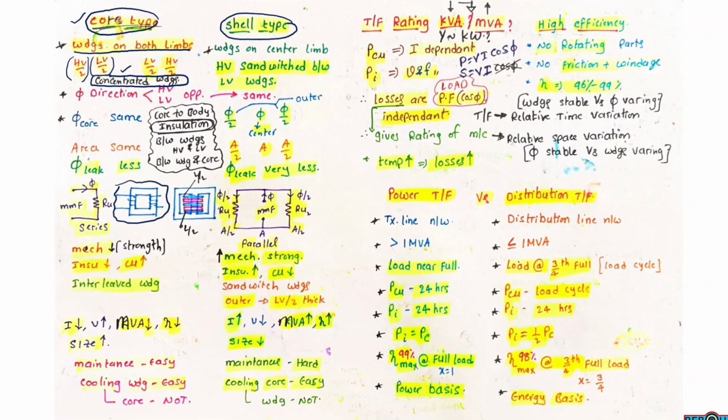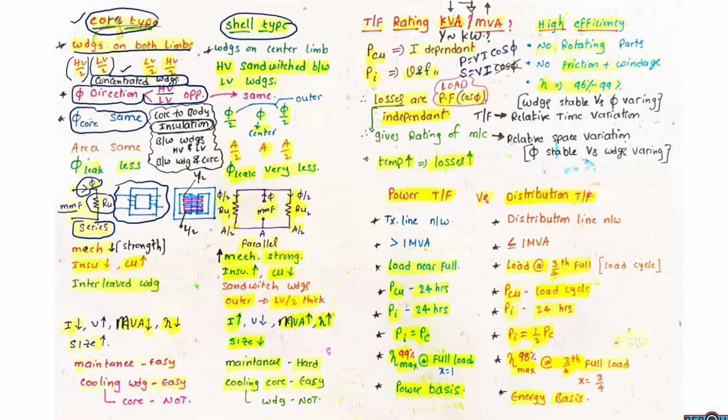Equivalent circuit is MMF, reluctance, and magnetic flux. This can be represented as a series circuit. As the windings are placed on both the limbs, that means HV winding and LV winding are placed on both the limbs. So the flux directions in the windings are opposite, but the flux in the core remains the same.